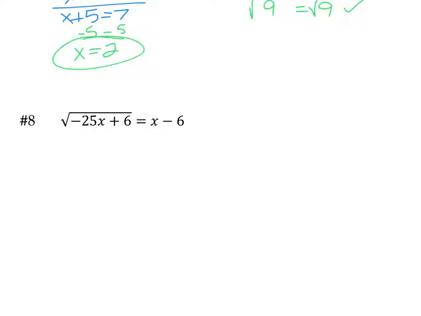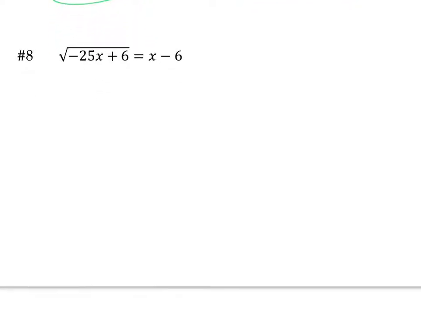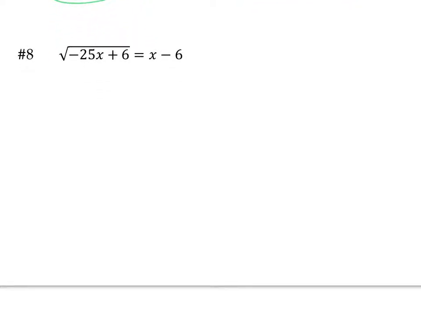All right, one more example here. I'm going to square both sides of this equation. Don't forget, we're squaring the x minus 6 to FOIL it. So we get negative 25x plus 6 equals x squared minus 12x plus 36. You can write it all the way out and FOIL it. Make sure you know how to multiply x minus 6 times x minus 6.